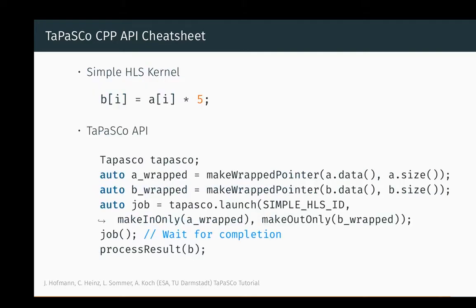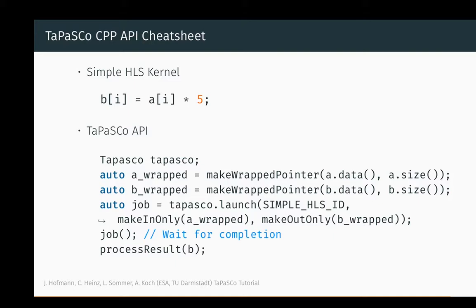Bit abstract, so let's see an example. Imagine we had a really simple scaling HLS kernel, which just takes an element of an array, multiplies it by 5 and writes it to another array in this case. So we create an instance of the TaPaSCo class. We typically call this tapasco, but you can call it any way you want.